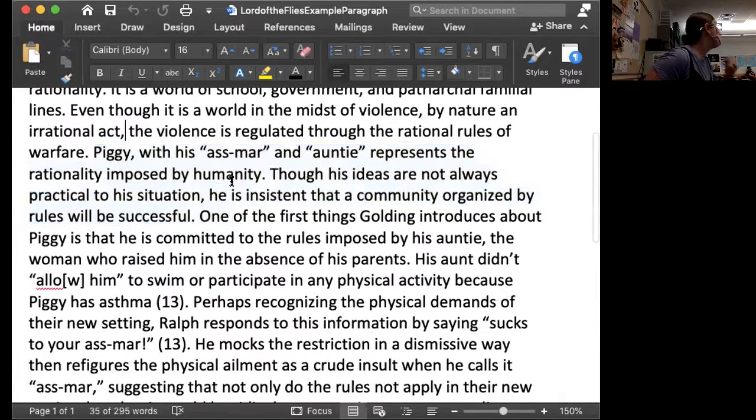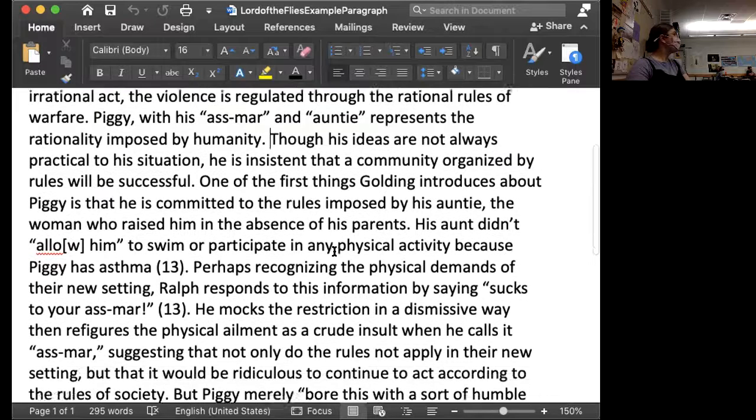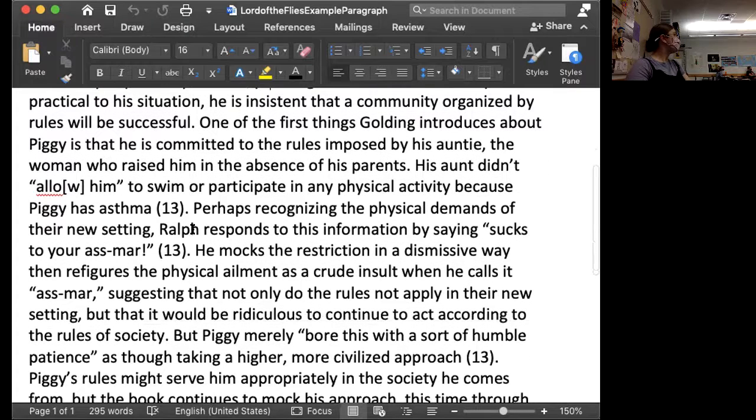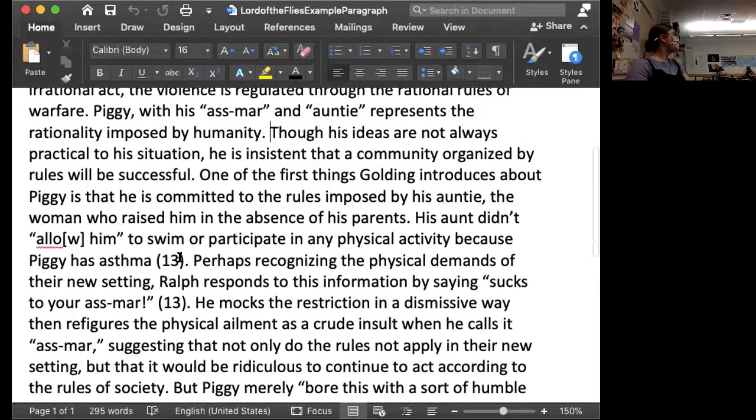So in here I say Piggy with his Asmar and Auntie represents the rationality imposed by humanity. Though his ideas are not always practical to his situation, he's insistent that a community organized by rules will be successful. One of the first things Golding introduces about Piggy is that he is committed to the rules imposed by his auntie, the woman who raised him in the absence of his parents. His aunt didn't allow him to swim or participate in any physical activity because Piggy has asthma. So what I've done here is I've mostly paraphrased, right?